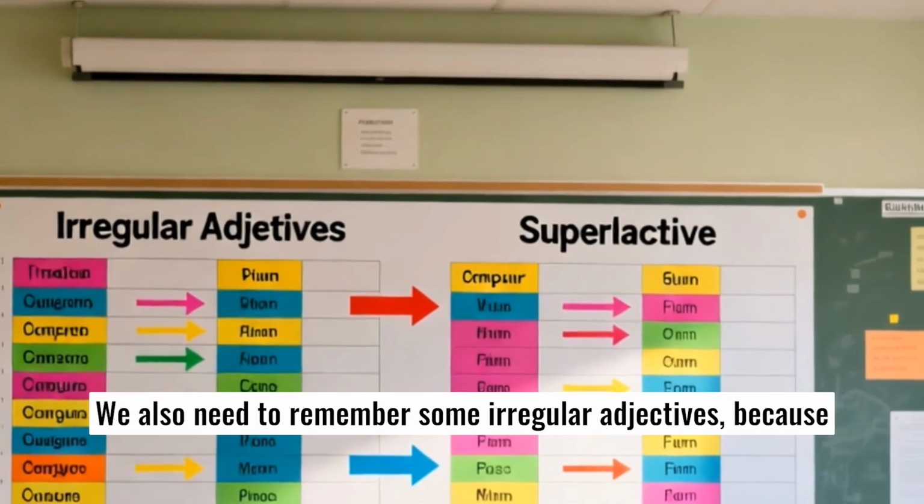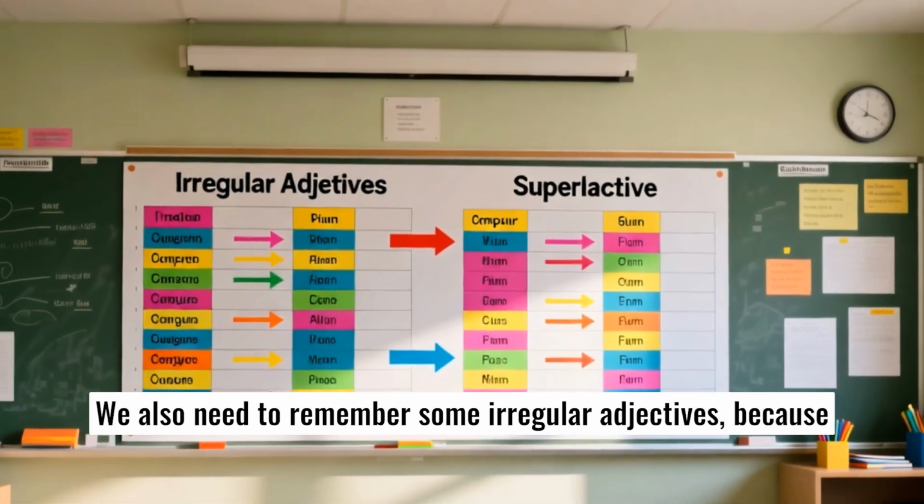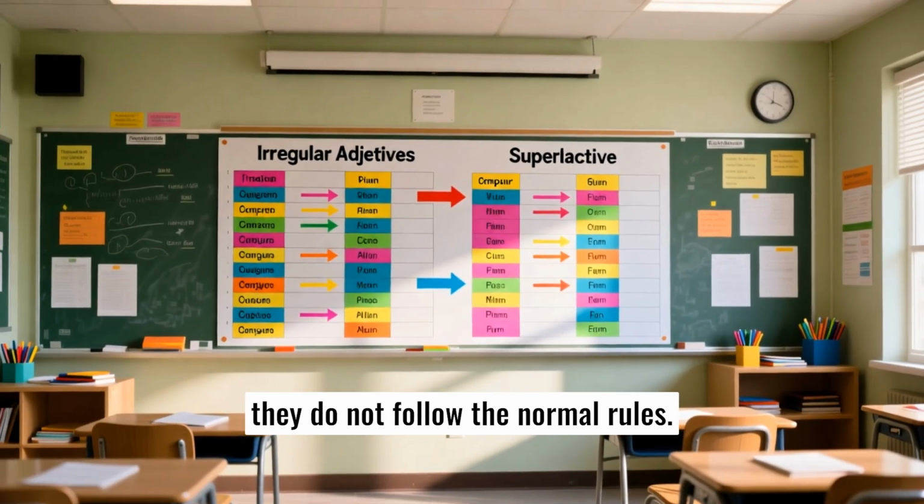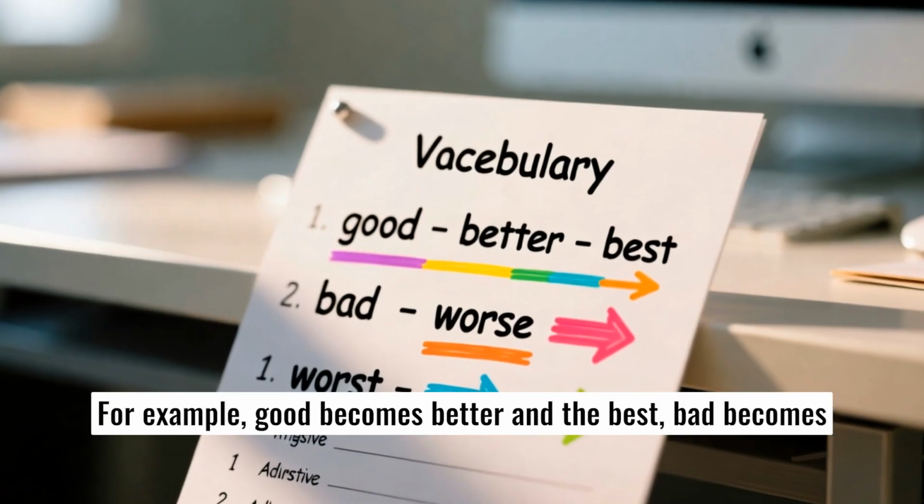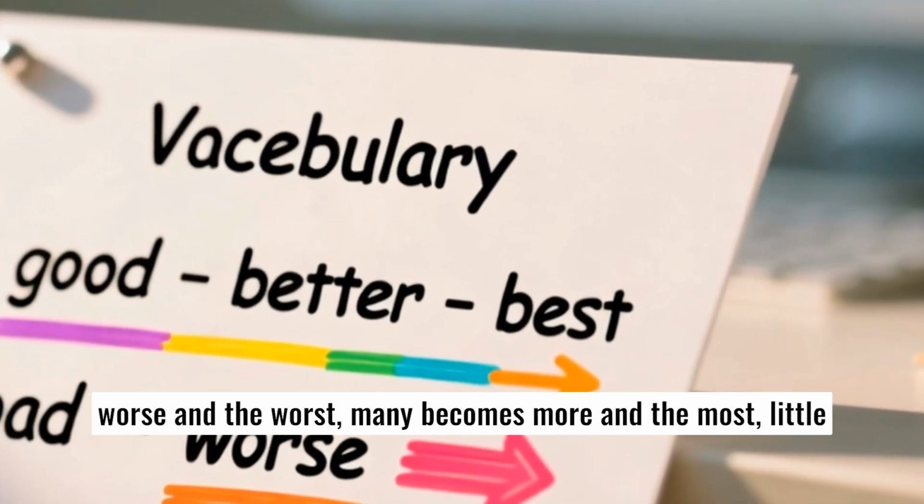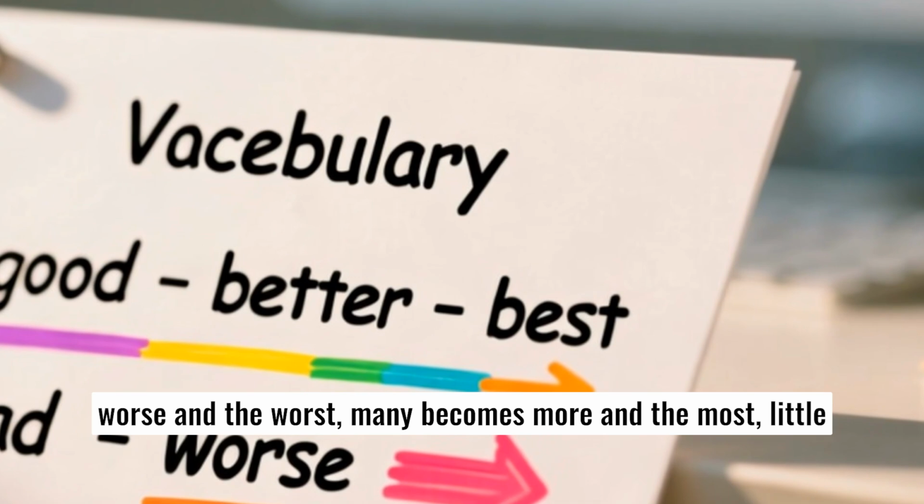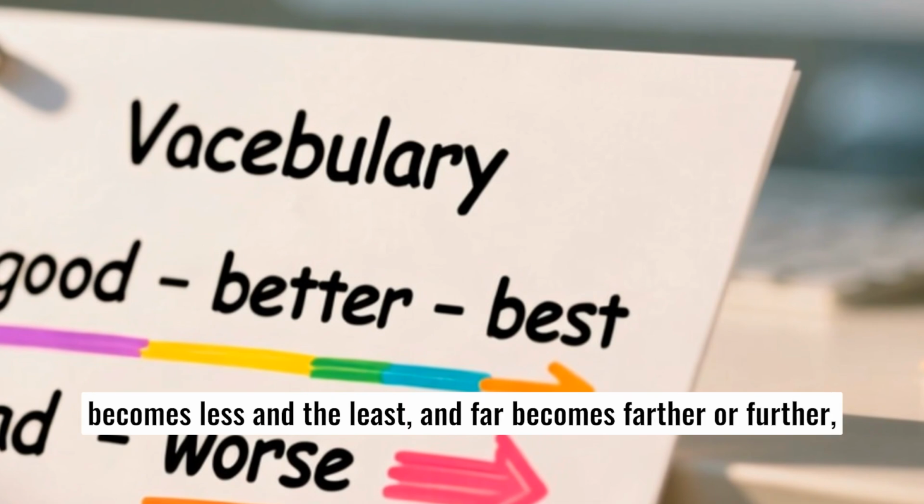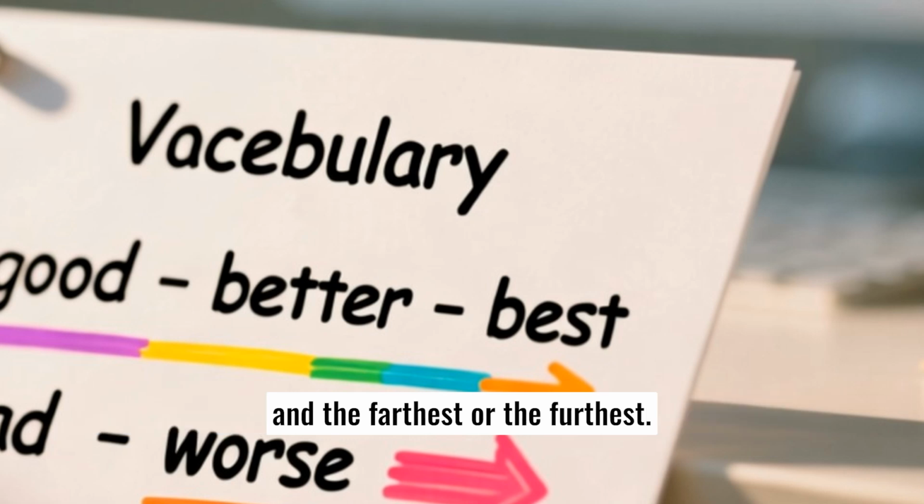We also need to remember some irregular adjectives because they do not follow the normal rules. For example, good becomes better and the best, bad becomes worse and the worst, many becomes more and the most, little becomes less and the least, and far becomes farther or further, and the farthest or the furthest.